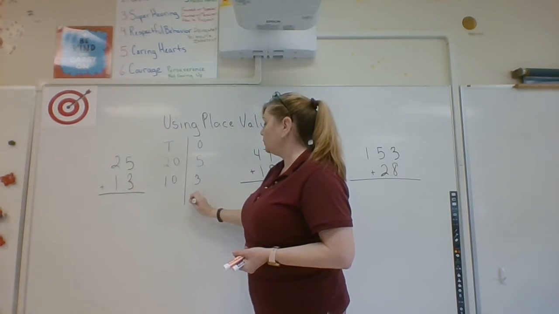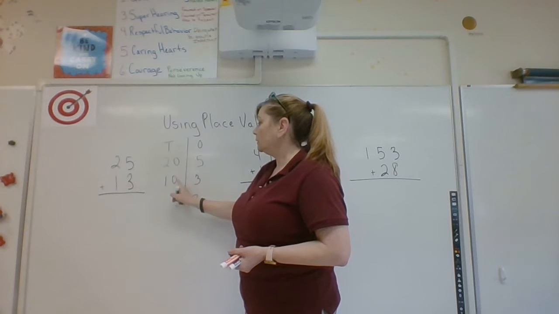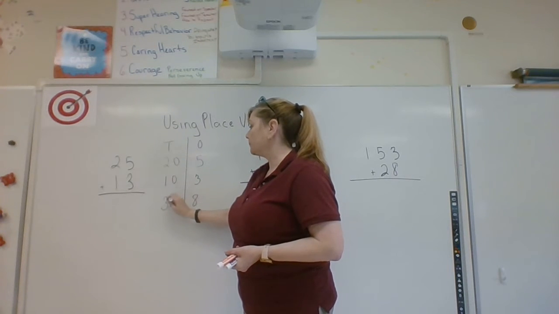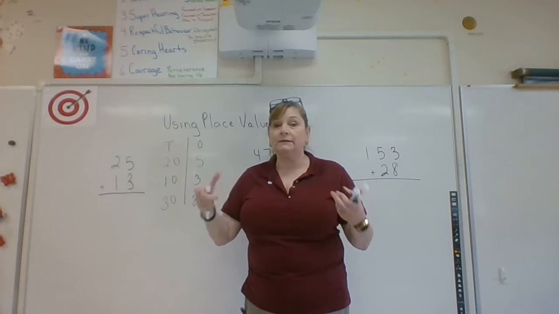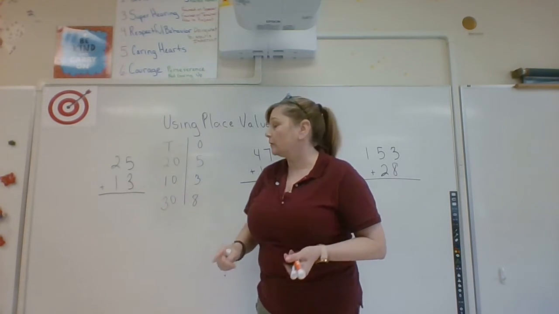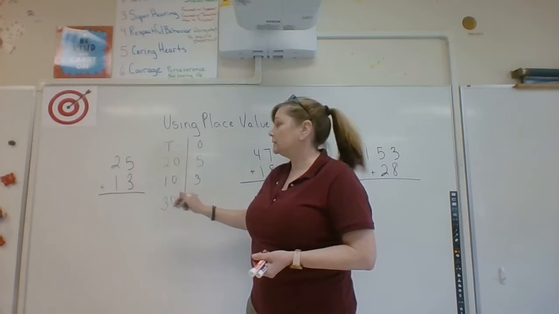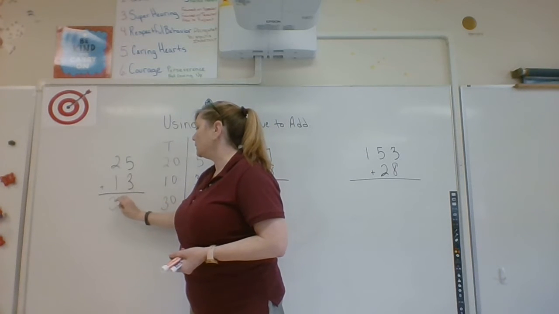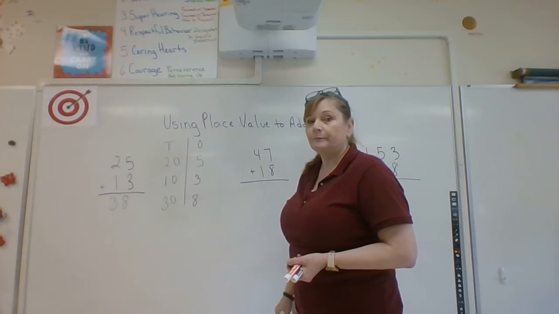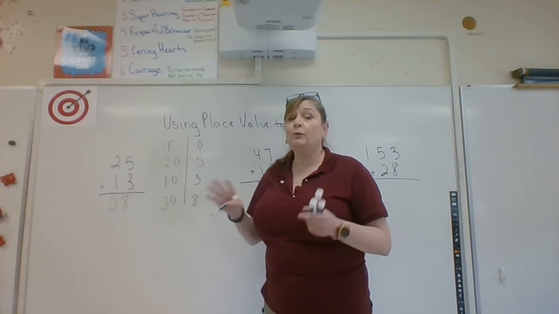5 plus 3 will give us 8. 20 plus 10 will give us 30. Once they have combined likes, then they put it all together. 30 plus 8, the answer is 38. So that's using place value without regrouping.